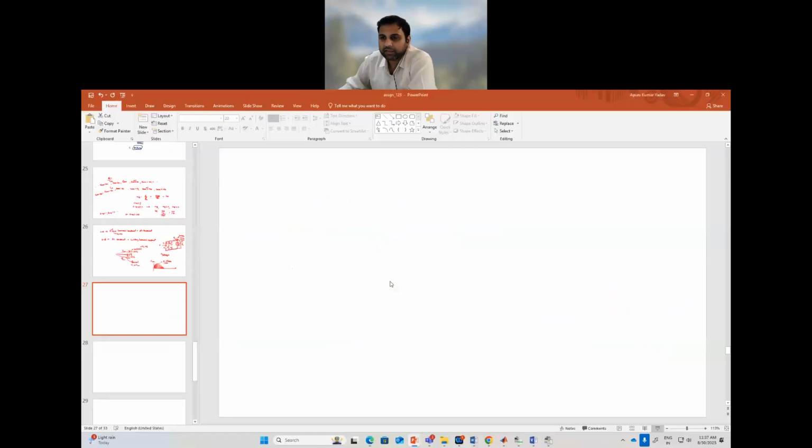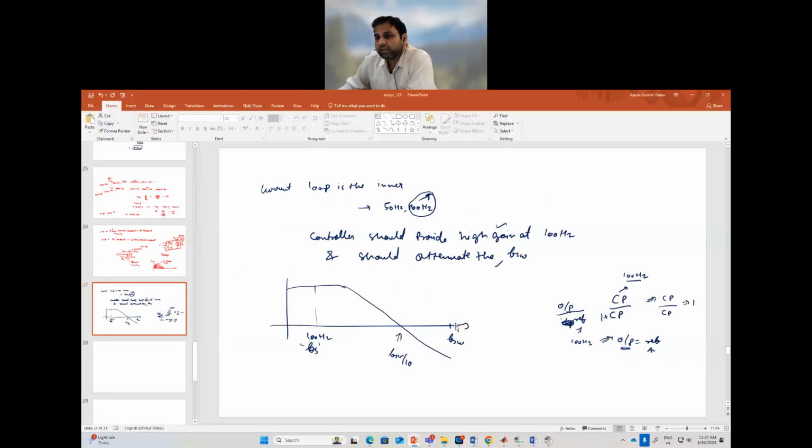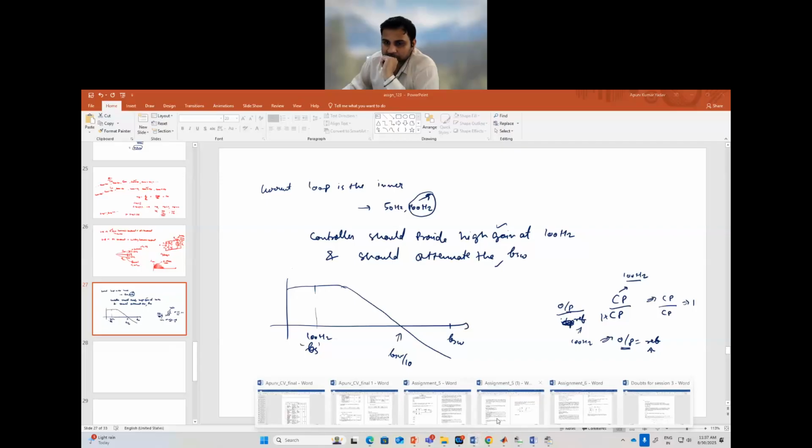So that is what it is all about, the concept of providing a high gain at that frequency for which you wanted the output to track what is there in the input. So that is what this question, which was asked by Milind, is all about.